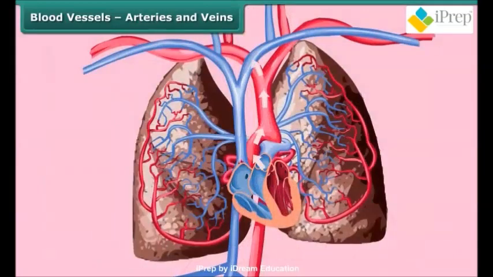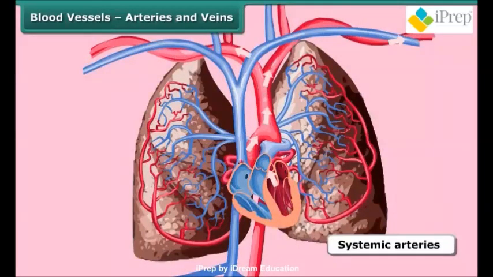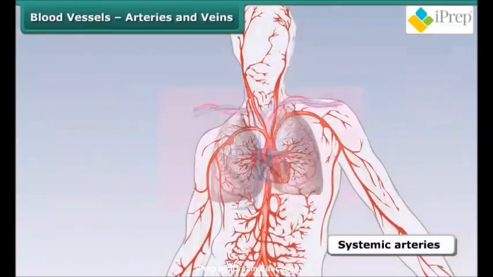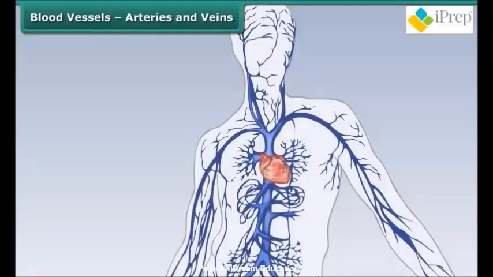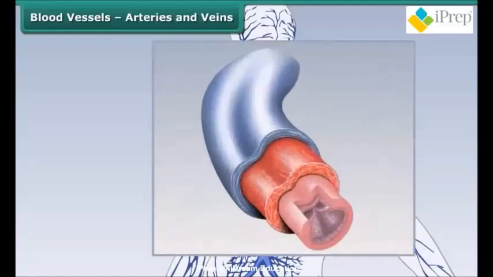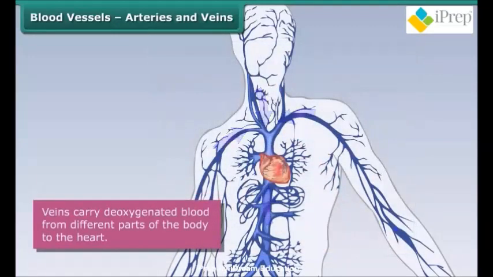Arteries are of two types: systemic arteries. They carry oxygenated blood from the heart to the other parts of the body. Pulmonary arteries. They carry deoxygenated blood from the heart to the lungs. Veins are blood vessels with thin walls. They are close to the skin. They carry deoxygenated blood from the different parts of the body to the heart.